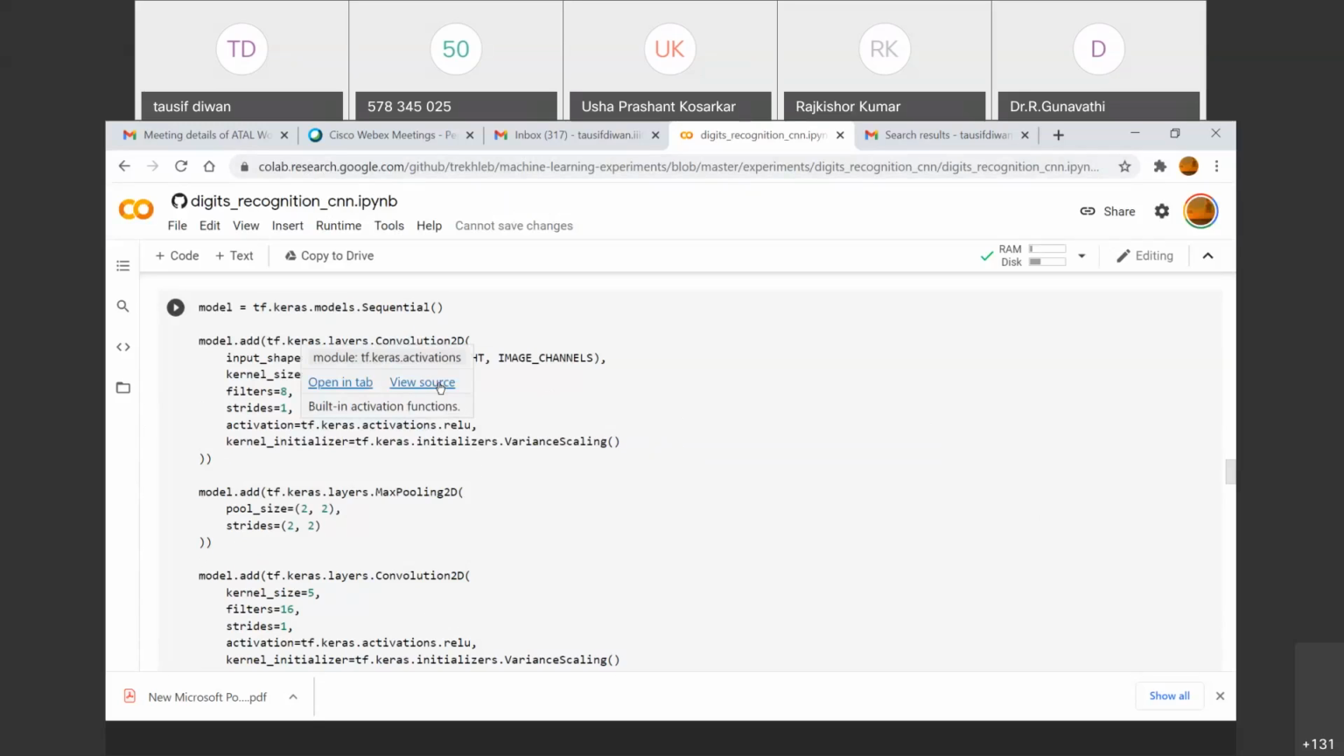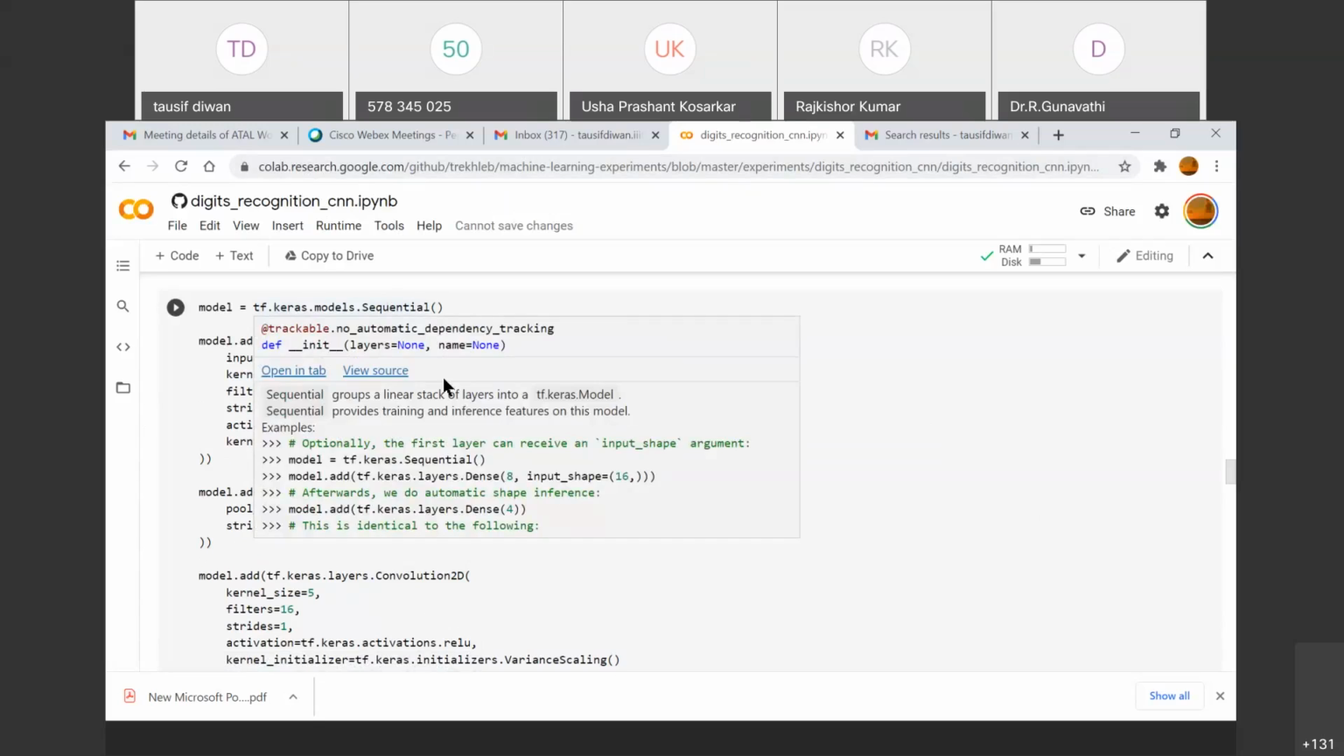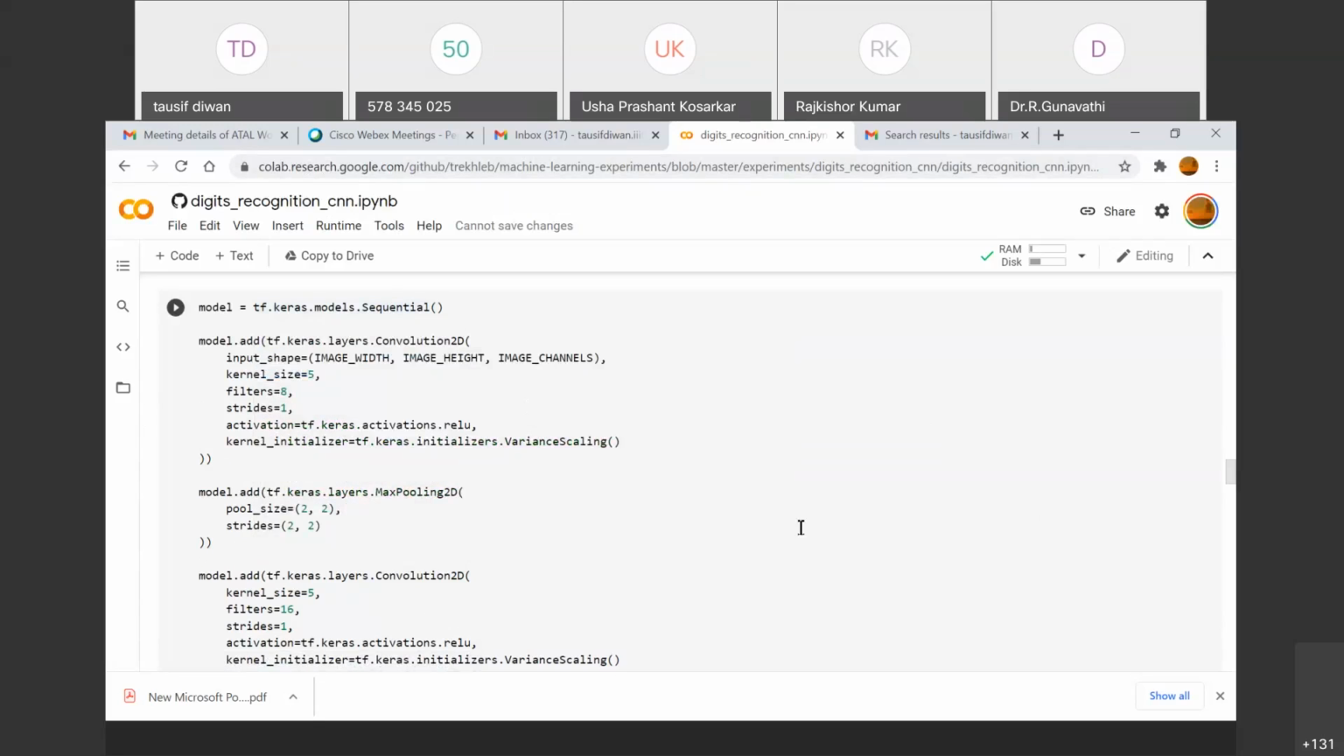Here we are applying this filter, convolutional 2D. Now see how many parameters, how many characteristics are associated with one filter. We need to define the filter size. Here we can see the kernel size is 5. It means that we are applying a filter of 5 cross 5. Next, we need to define how many filters there are. We can see filters is equal to 8. It means we are applying 8 filters.